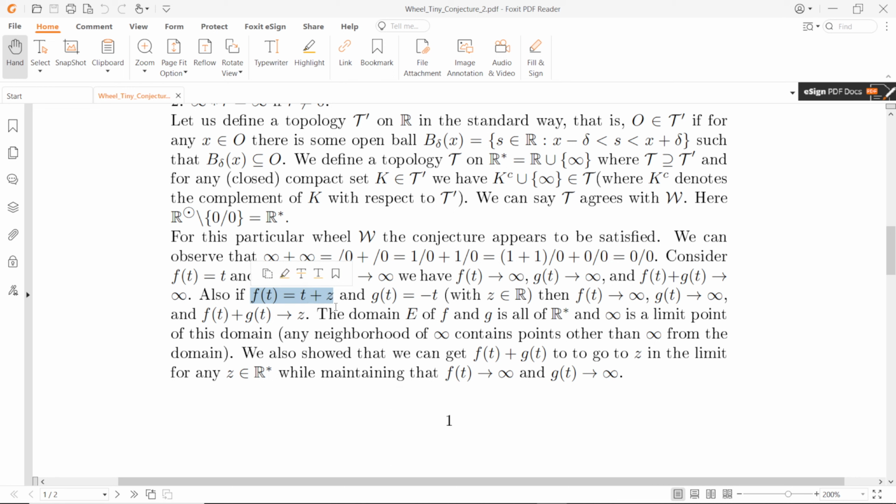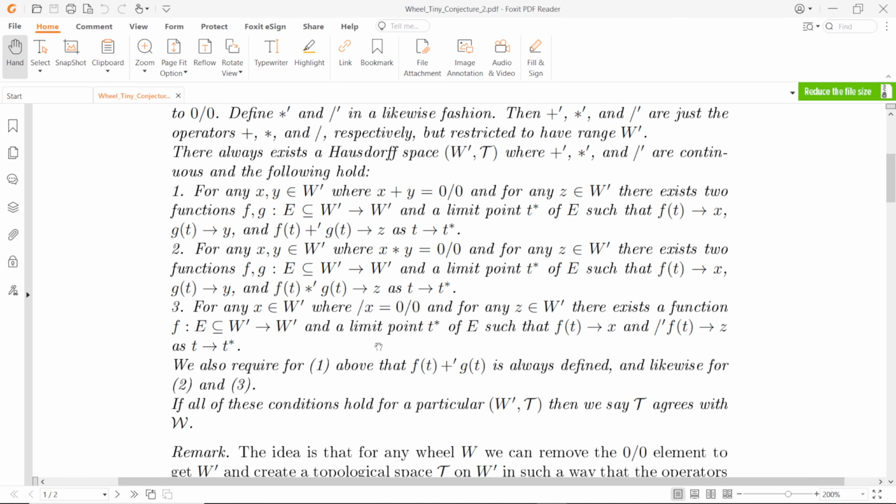But if I let f equal t plus z and g equal negative t for a z in r, then again f goes to infinity, g goes to infinity, but now f plus g goes to z in the limit. So what I've shown here is that for infinity plus infinity, which equals omnity, I can get the limit of f plus g to go to anything that I want while keeping that f goes to infinity and g goes to infinity. So if you go back up to the conjecture, that's sort of like the condition described here.